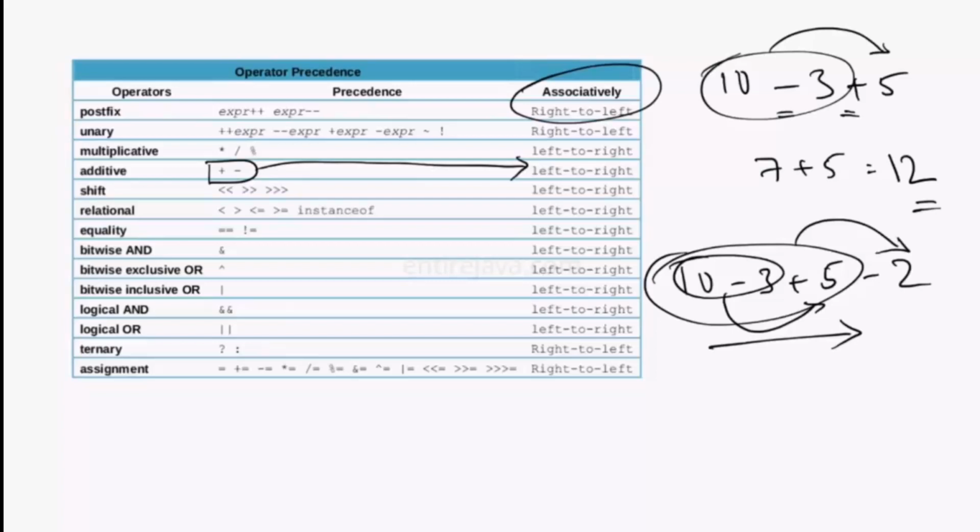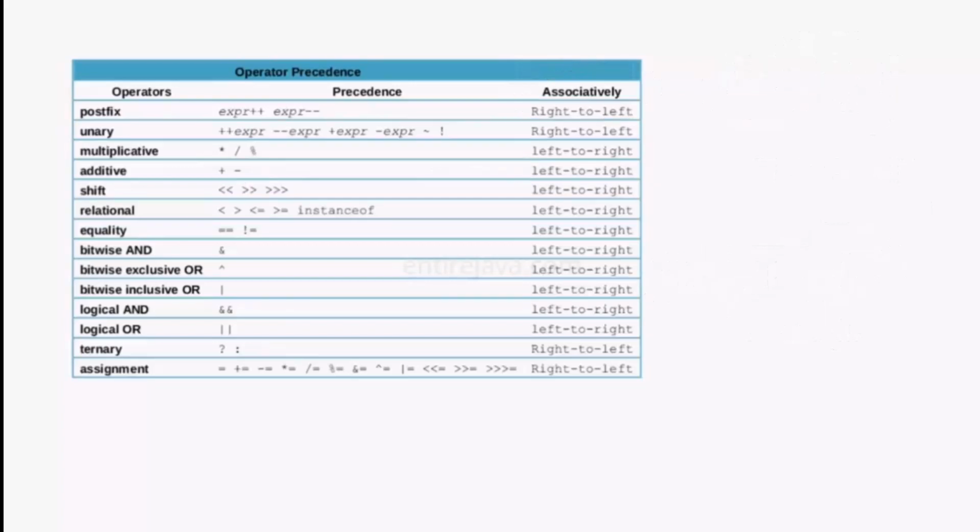Similarly, we have associativity rules for other operators as well. Take a look at this equation. The result of this would be minus 1. We're going from left to right. Both the operators are the same, meaning they both have equal precedence, and as per the rule of associativity we need to go from left to right.